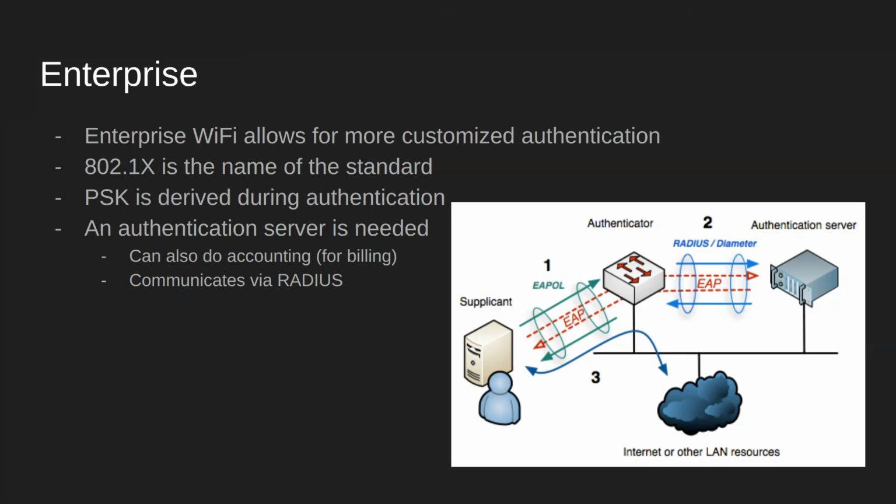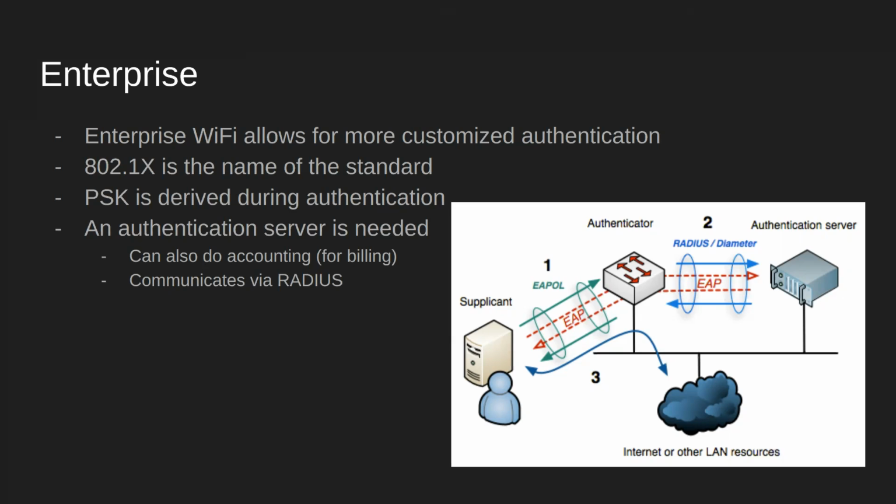So RADIUS is an IP level protocol. So the authenticator and the authentication server have to be on the same network and able to see each other, and they can communicate via IP, whereas the supplicant will be communicating to the authenticator via the Wi-Fi protocols, and specifically EAP, which stands for Extensible Authentication Protocol, is used.